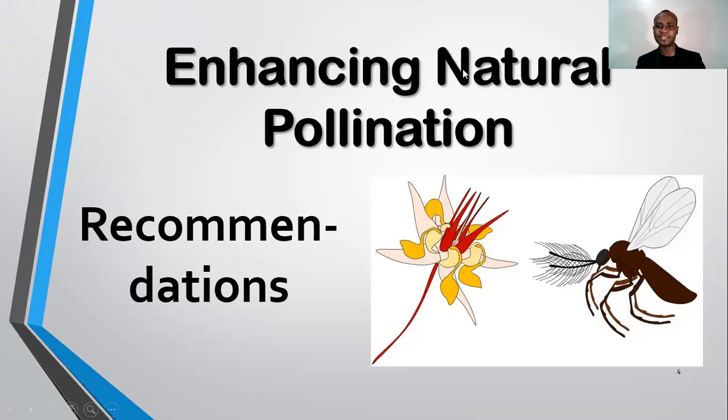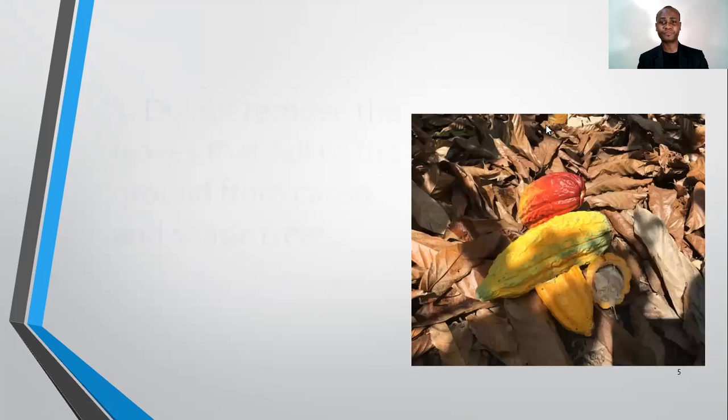So how do we enhance natural pollination on the farm? Most people are not able to do artificial pollination, which means that they have to depend on natural pollination. Earlier on, I mentioned some of the ways you can use to enhance the reproduction of the midges on the farm. So we are going to look at more, and go a little deeper.